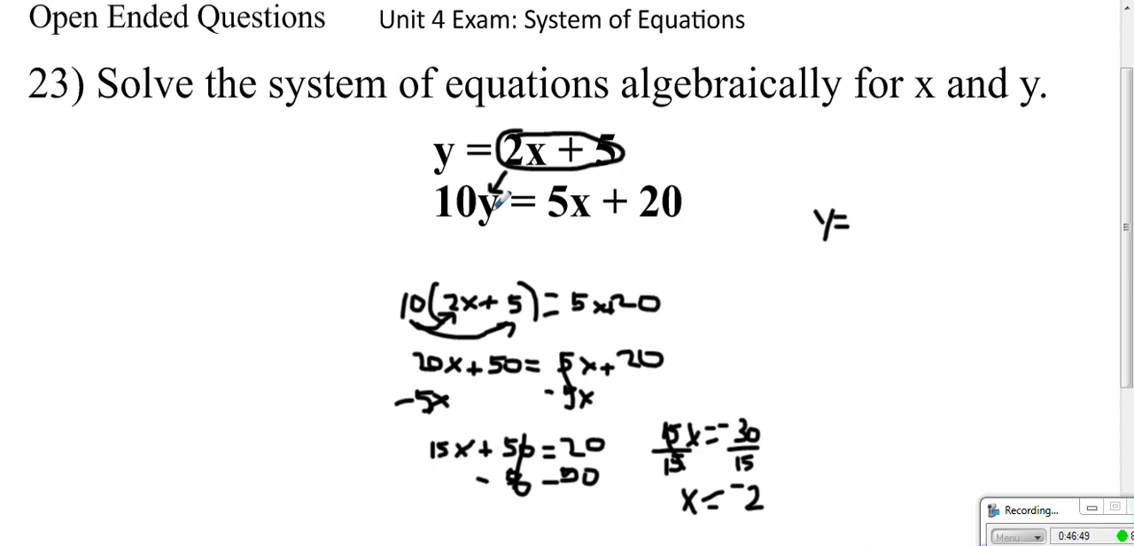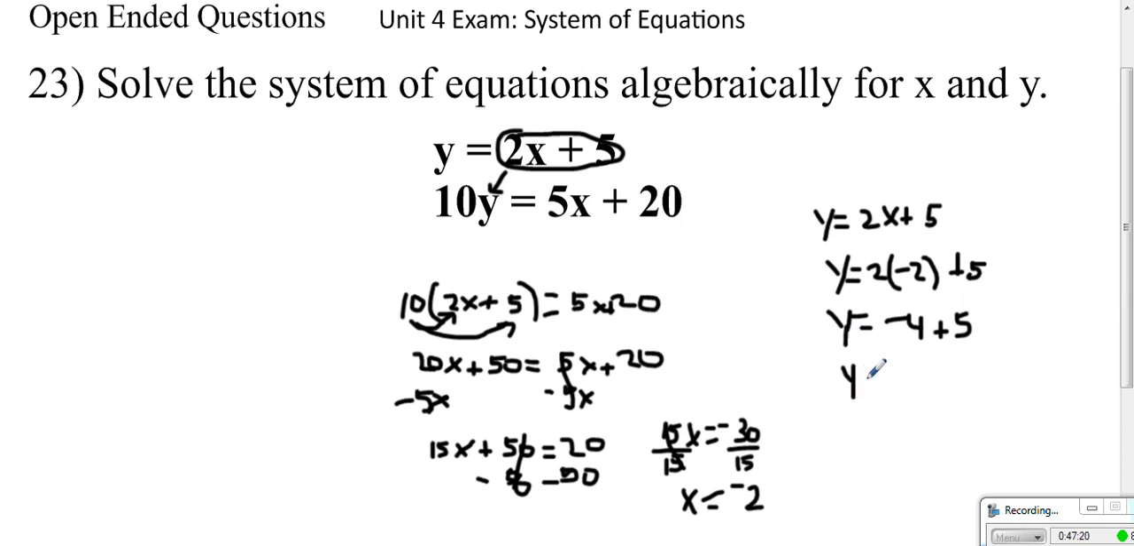Y equals, this is solved for y. You would never go ahead and substitute that x into the second equation. This one over here, the first one, is already solved for y. So y equals 2 times negative 2 plus 5. And you have negative 4 plus 5. And y equals negative 4 plus 5 is 1. Negative 2, comma, 1. That's that.